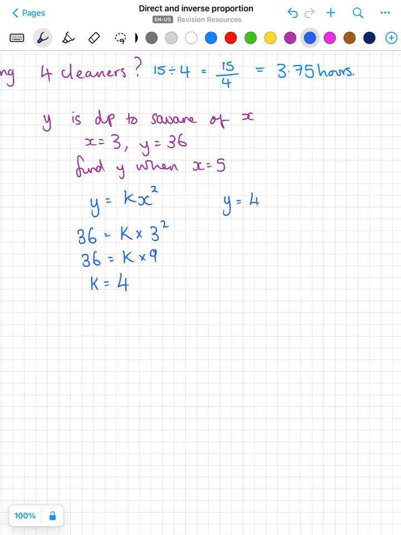Y equals 4x squared. We substitute in that k in. Now we can do our final step. Find y when x is 5. That's 4 times 5 squared. Y equals 4 times 25. Y equals 100.